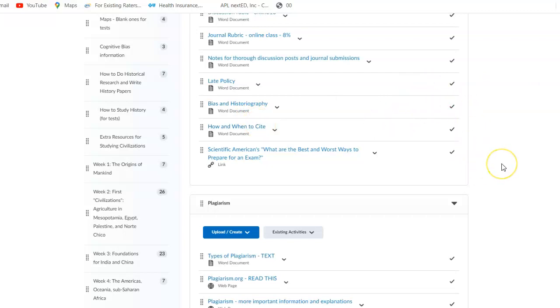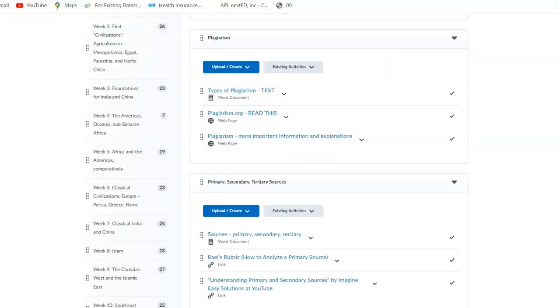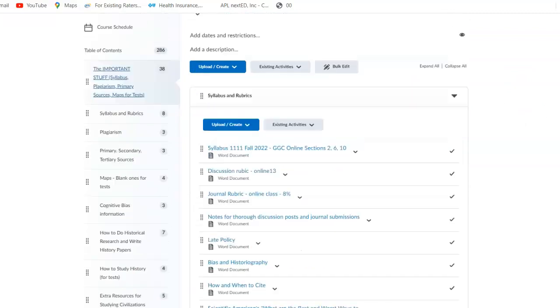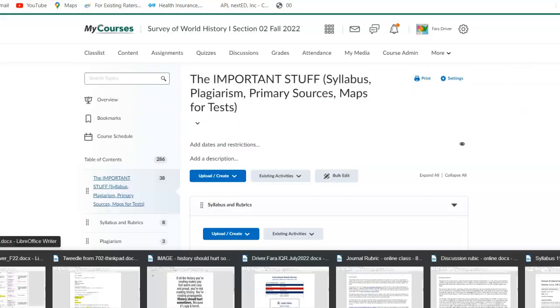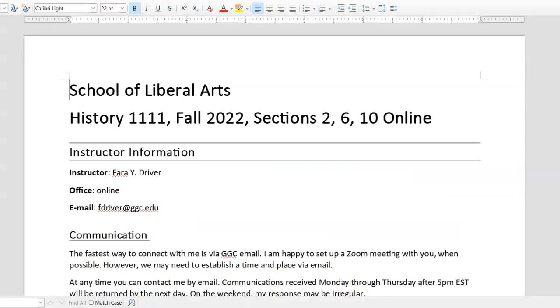And you'll be required to use citation in everything you submit to me, discussion posts, the journal entries, and your midterm and your final, because those will be open book. Some information on how to study. And again, more things down through here to look at. So for right now, I want to start with this. We're going to look at the syllabus itself.